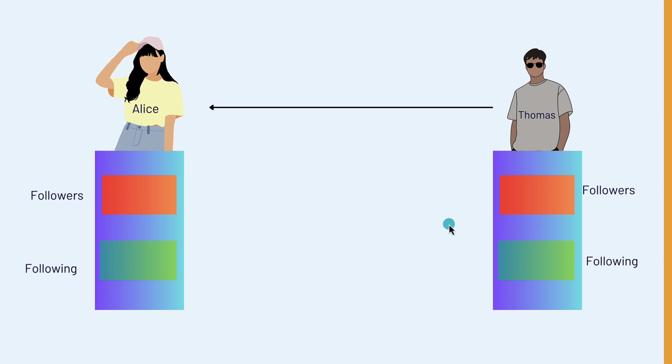It's going to be the same process. So here, the ID or the user of Alice will be placed in the following of Thomas. At the same time, Thomas will be placed in the followers of Alice. That is the flow. Now, let's say that for some reason, they want to depart. And that is, they want to unfollow each other.